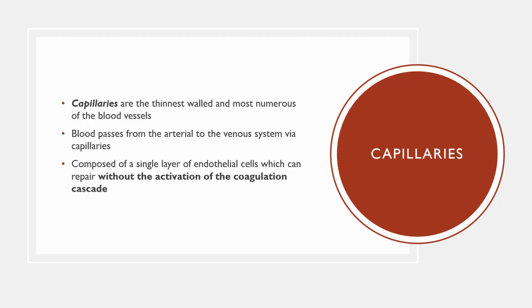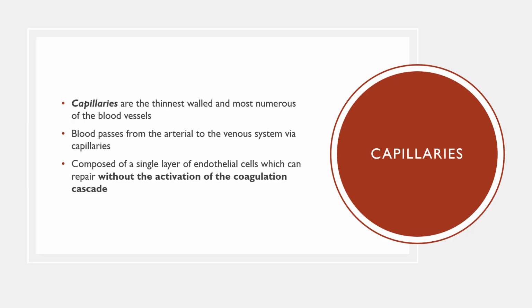So of course capillaries are the thinnest walled and the most numerous of the blood vessels. They are also closest to the surface of our skin and are most often the sites of injury for minor scrapes and cuts and bruises. So think of a paper clip. You might get a paper clip and it barely even bleeds because those capillaries are so small.